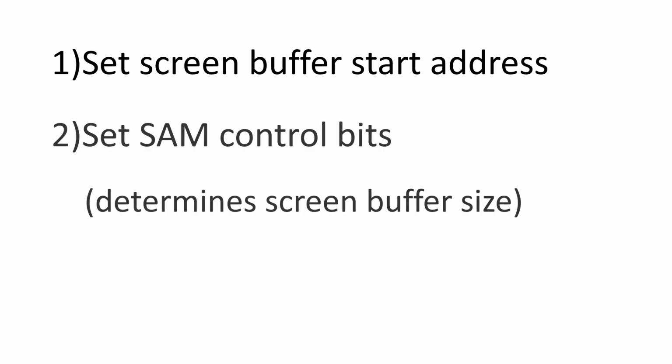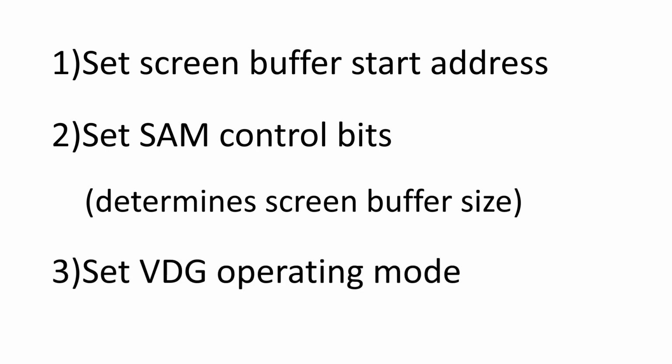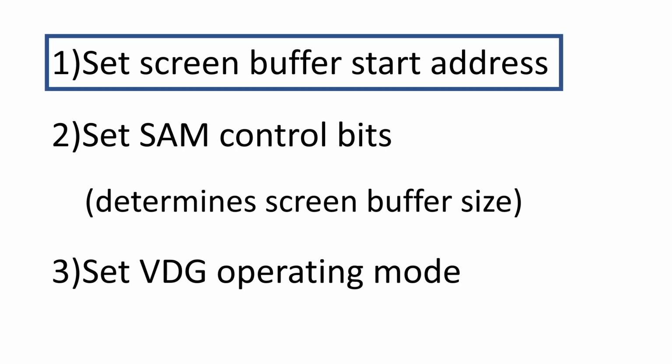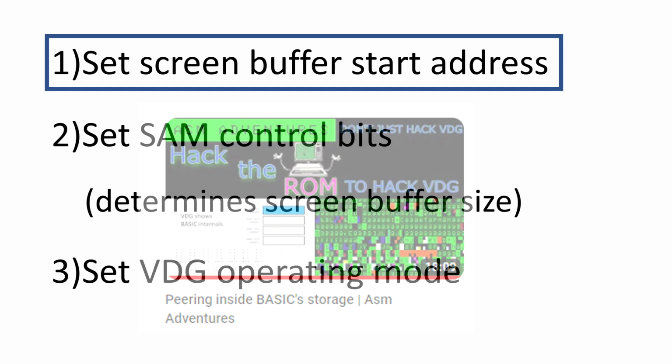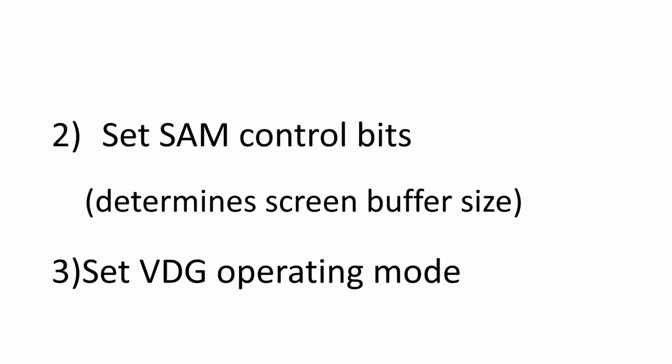In order to control the display mode from the VDG, you have to do three things. The first thing is you have to set the screen buffer start address. Where is the data in memory? The second thing is to set the ASM control bits. This decides how large the buffer size will be. And then finally, you set the operating mode on the VDG. The first thing you have already seen in a previous video, so I am not going to cover it again. That just leaves these two things.